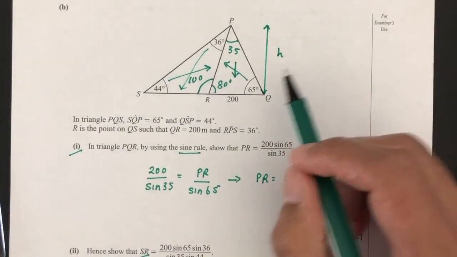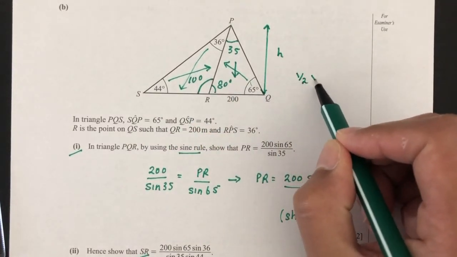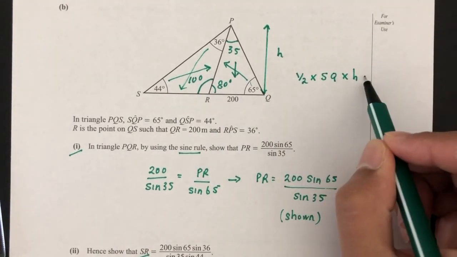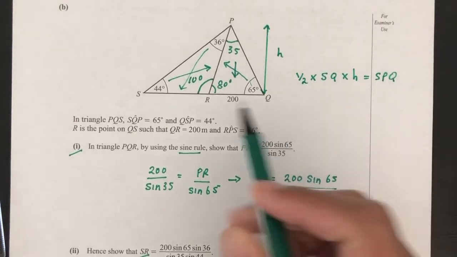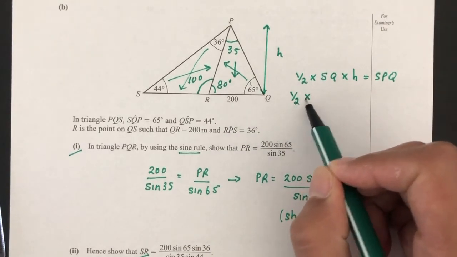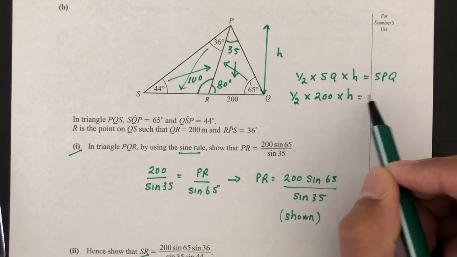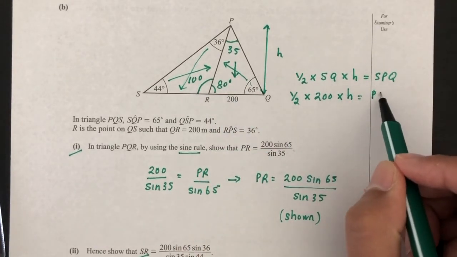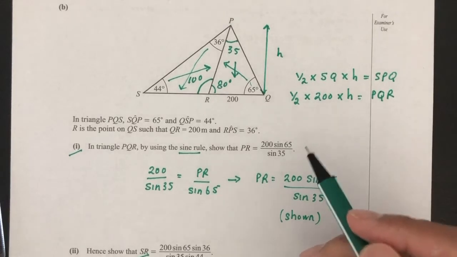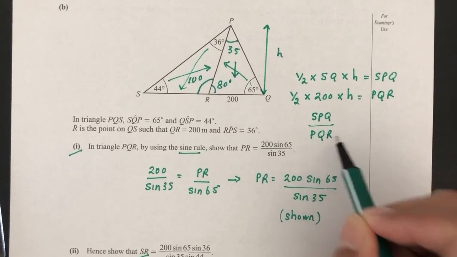So let's see, how would you find area of SPQ, of the big one? You will do half times SQ times height, which is H. That's area of SPQ. Now how would you find area of PQR? You will do half times base, which is 200, times H equal to area of PQR. As you can see, these two are the same. So the question is to find the ratio of SPQ over PQR. That's the ratio that we need to find.